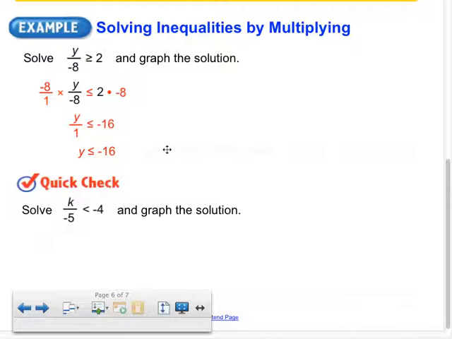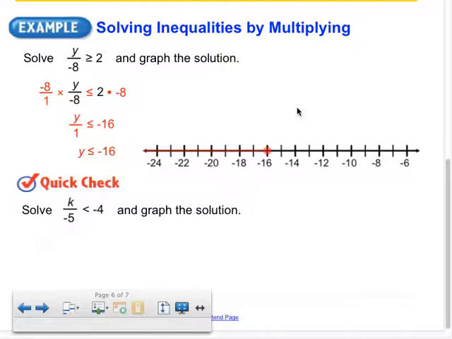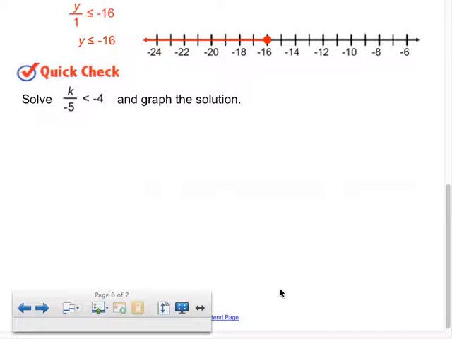It's going to be a closed circle going to the left. Closed circle at negative 16, and it's going to the left. Are we good? Okay. Can I get a volunteer for the next problem now that you've seen one worked out? Somebody I haven't heard from would be nice. Rudy, I haven't heard from you. Can you walk me through this problem? How do I solve this?